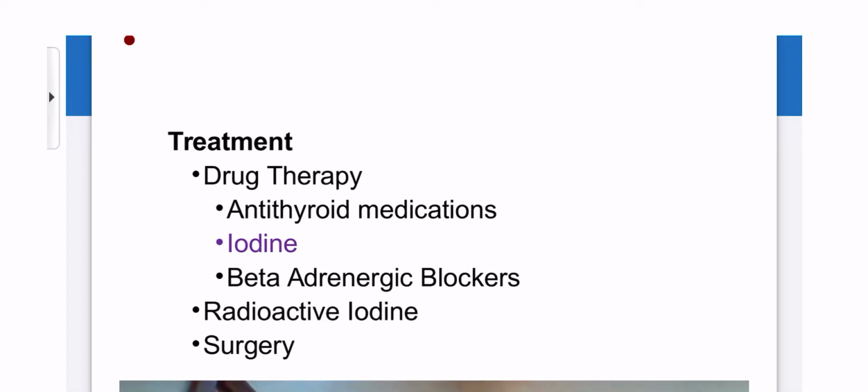We mentioned the radioactive iodine, and that can be used to just sit in there and destroy the tumor or the gland itself. The other option is surgery. So just take out the whole gland. Both of those result in hypothyroidism. And so thyroid replacements would be in order for the rest of the patient's life.